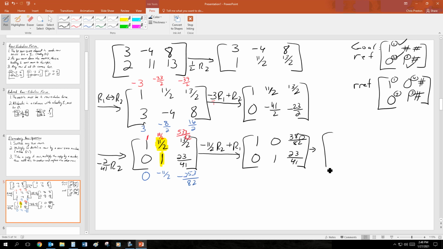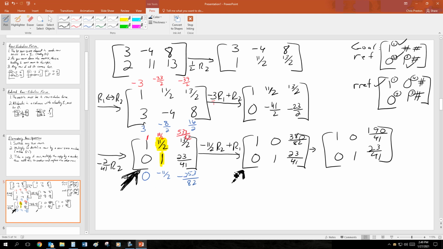So let's go ahead and do that. 23 over 41 and 190 over 41. And there you go. And now it's in reduced row echelon form. So we could have stopped at this step if we wanted to put it in row echelon form. But we go one more step to put it in reduced.